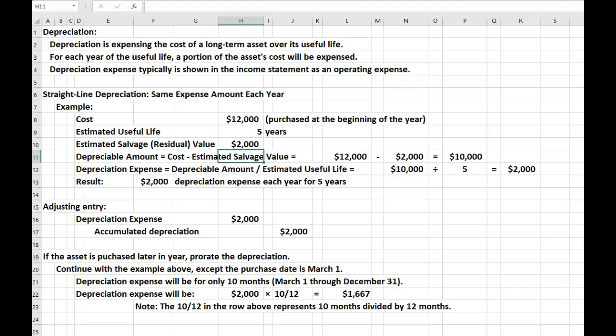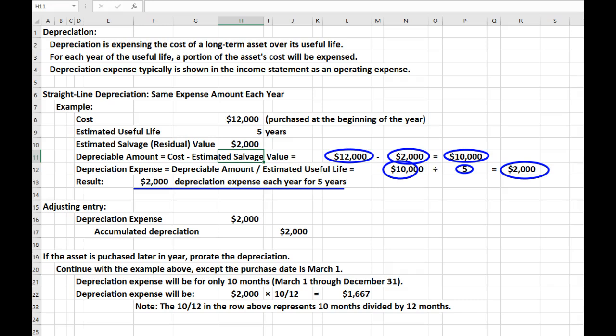Now here we have cost $12,000 minus the $2,000 residual or salvage value. And that means we're going to expense over this asset's useful life a total of $10,000. So $10,000 over a period of 5 years will be $2,000 per year. So that means that for each of the 5-year period, we're going to deduct $2,000 in each of those years. So $2,000 per year times 5 years equals $10,000 that we're going to depreciate in total.